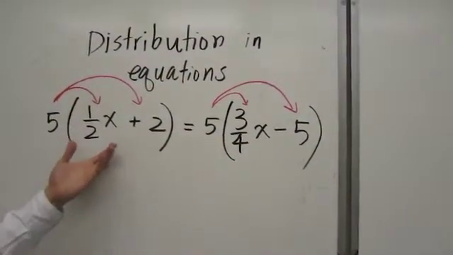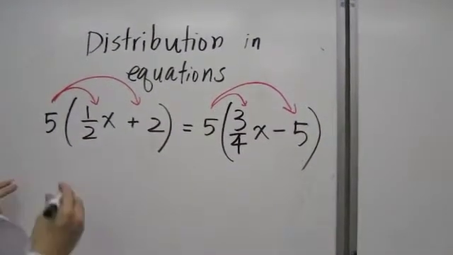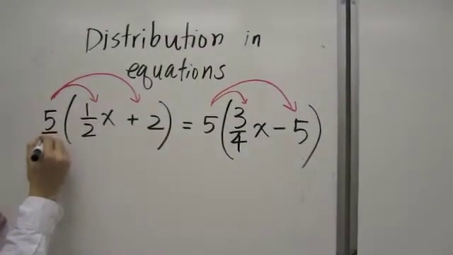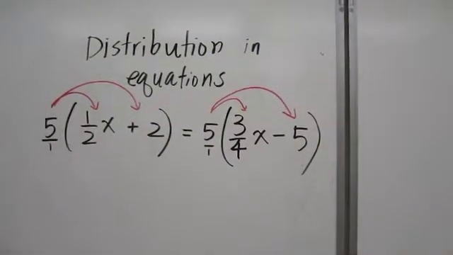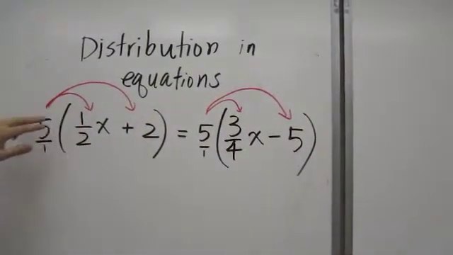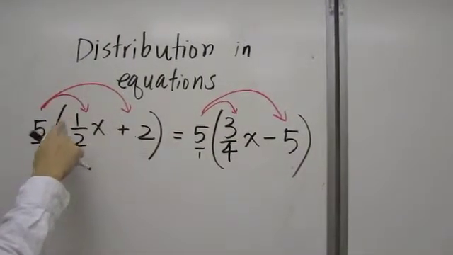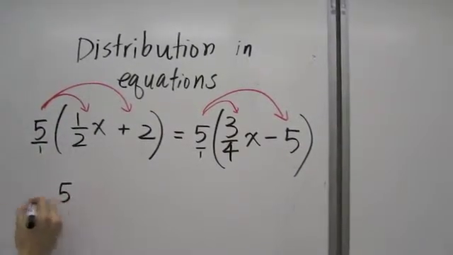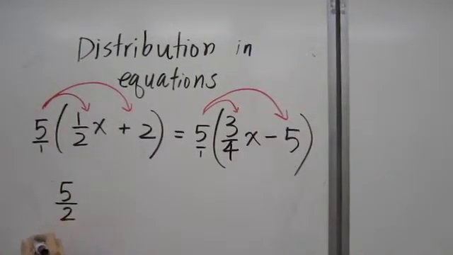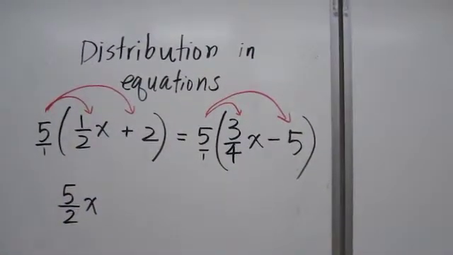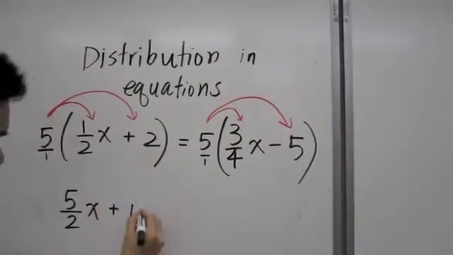So in this particular equation, we have a fraction. So just remember that 5 can be rewritten into a fraction as 5 over 1. So now we have 5 over 1 times 1/2. You just multiply the numerator with the numerator, so 5 times 1 is 5, and the denominator with the denominator, 1 times 2 is 2. So we have 5 over 2 x. And then we have 5 times positive 2, which is positive 10.